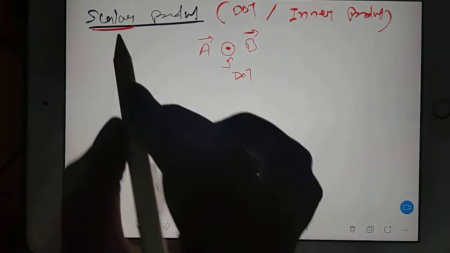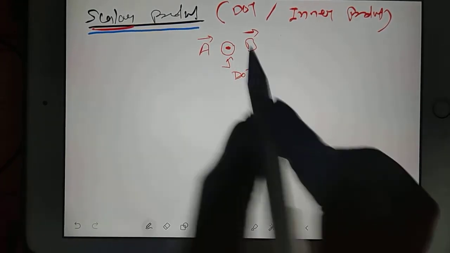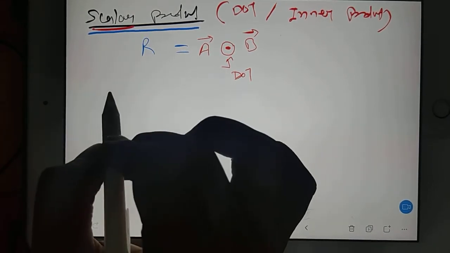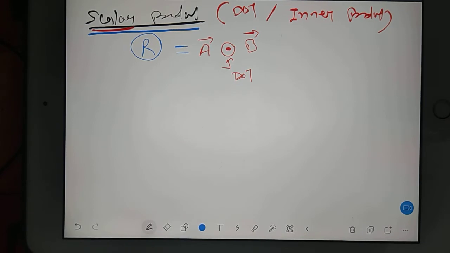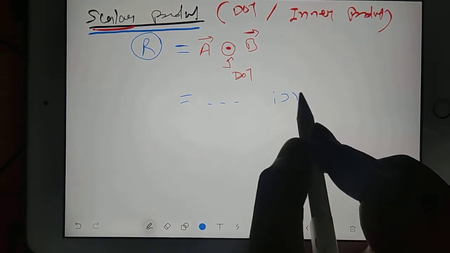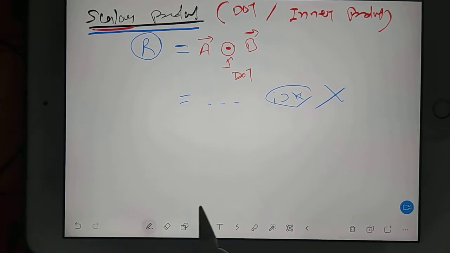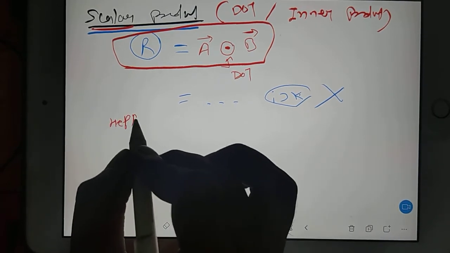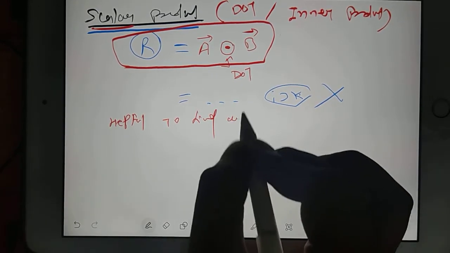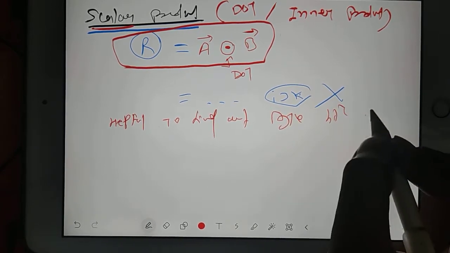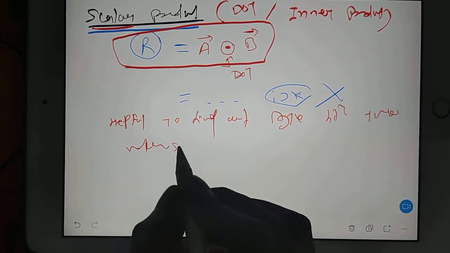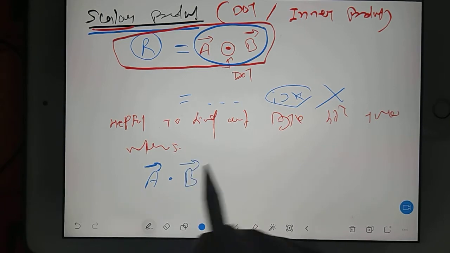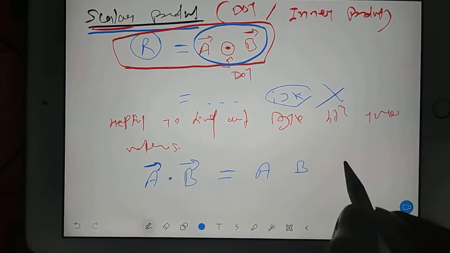So when we have a scalar product, you will get a final answer, suppose I call the answer R. This R will be a scalar quantity. Scalar means in the answer, the i, j, k terms will not come. And this kind of vector product is helpful to find the angle between two vectors. How? Whenever you have a scalar product, we take advantage of that. We write A dot B is equal to AB cos theta.